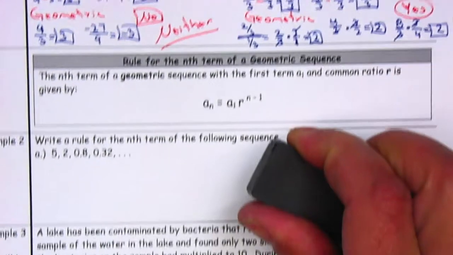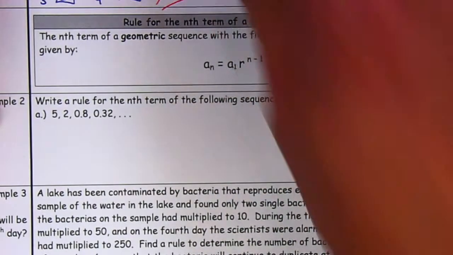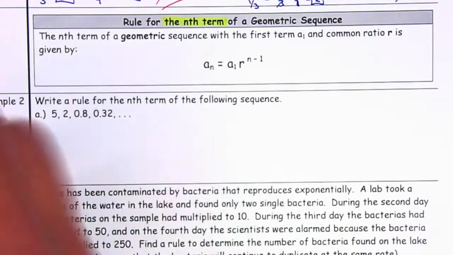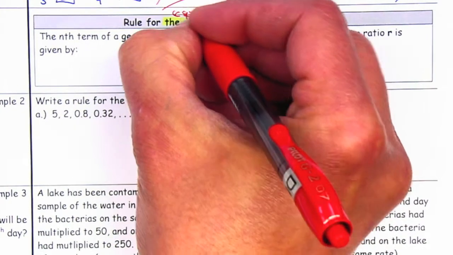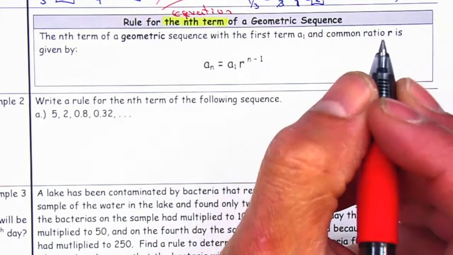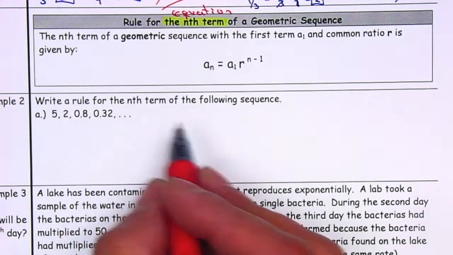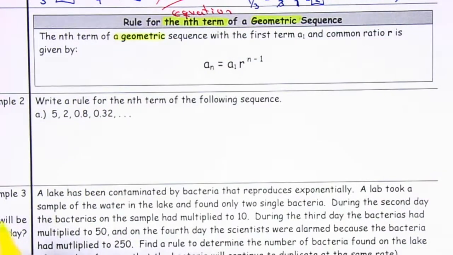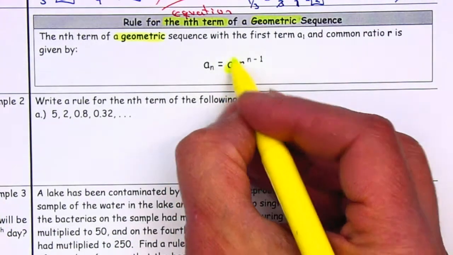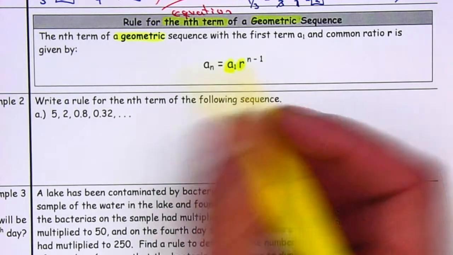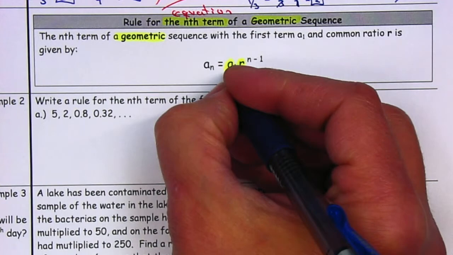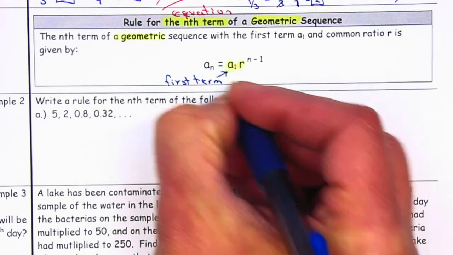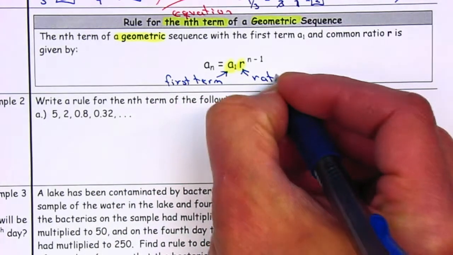When they're asking you to find the n term, remember the rule: if they're asking you to find the n term, they're asking you to find the equation. So they want you to find the equation so we can find any term in the sequence. We are dealing with a geometric sequence. The first term is a sub 1. The common ratio is r. So a sub 1 is the first term, and r is the ratio.